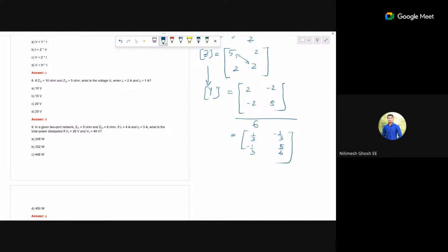But if someone says that Y equals 1 by 5, 1 by 2, 1 by 2, 1 by 2, that will be completely wrong, right? Yes, sir. So we can't directly invert the elements. We have to find the admittances and see them in matrix format. I think this part is clear, right?